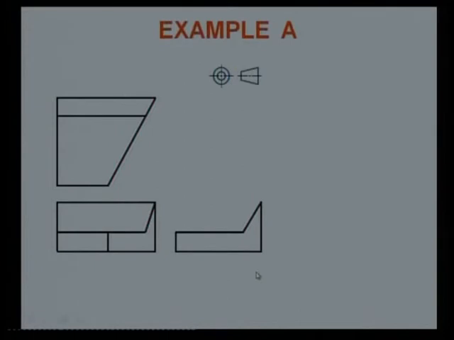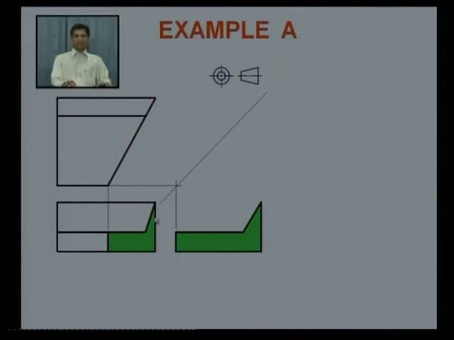Now one more example, example A. This is an object given to us and the symbol of the third angle projection method is given to us. Now from this we have to draw its missing view and its isometric view. So for that, draw a miter line and pick up any one shape. Here these two shapes are of similar shape, you can see both have the same shape, and by taking projection from here we could identify that these two cut this side view over here.